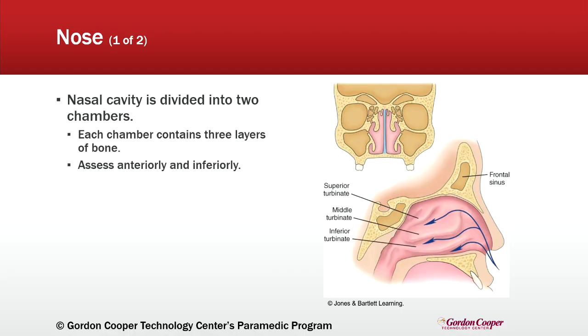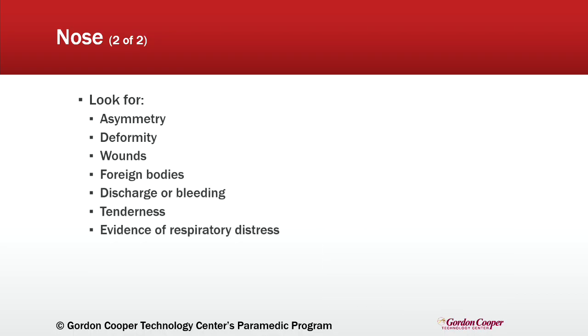The nasal cavity is divided into 2 chambers by the nasal septum. Each chamber contains 3 layers of bone that has a superior, middle, and an inferior concha. When assessing the nose, you should look both anteriorly and inferiorly in the nose to see if there's any issues. As you examine the nose, look for asymmetry, deformities, wounds, foreign bodies, discharge, bleeding, and even tenderness. Note any evidence of respiratory distress and inspect the exterior of the nose for color changes, symmetry, or structural abnormalities.